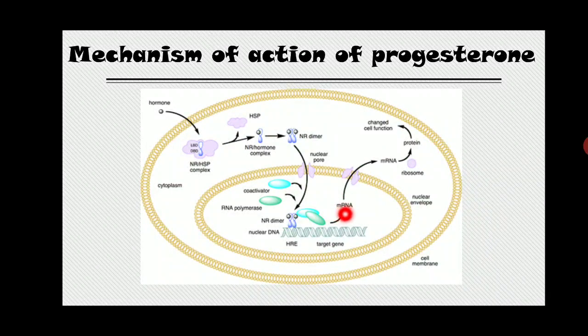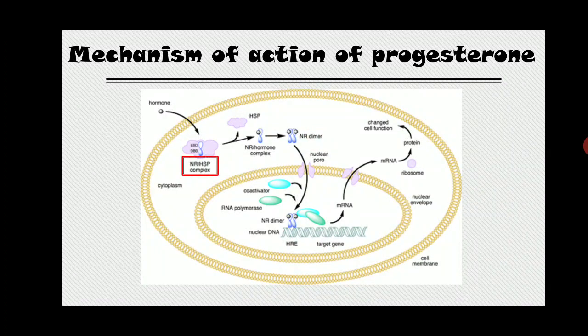Once the appropriate mRNA is made, it is transported into the cytoplasm, and the appropriate protein will be made and appropriate changes will take place inside the cell. Alright, this is the overall action of a steroid hormone.